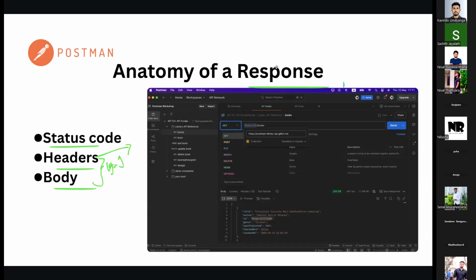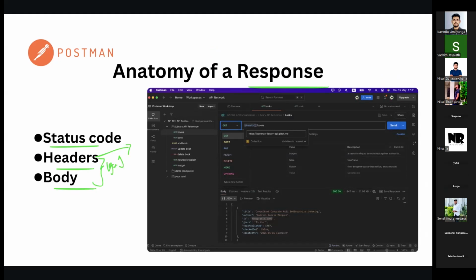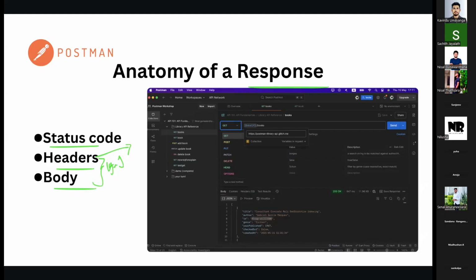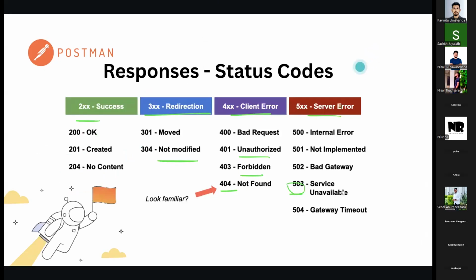So again, we have to talk about the anatomy of the response. In the previous few slides, we talked about the anatomy of the request. Now we have to talk about the anatomy of the response. We already talked about the headers and bodies. In the response, the headers and bodies do the same thing, but here we can see some specific things. It is a status code, right? So what is the status code?